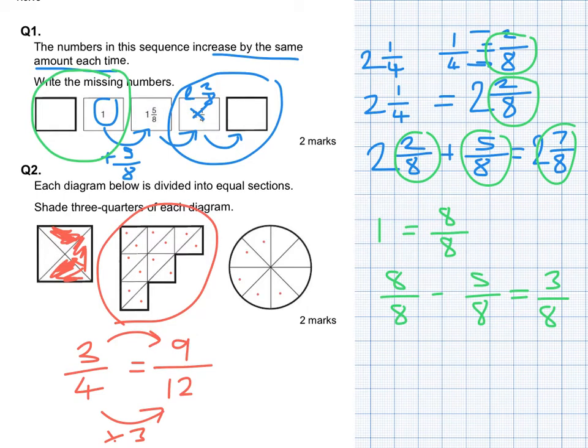Next one, do the same thing. I count up. I've got 8 sections this time. So now I'm going to have to convert my 3/4 into eighths. So 4 times 2 is 8. 3 times 2 is 6. So 3/4 is the same as 6/8. I've done my conversion, I need to now shade in 6 out of 8.